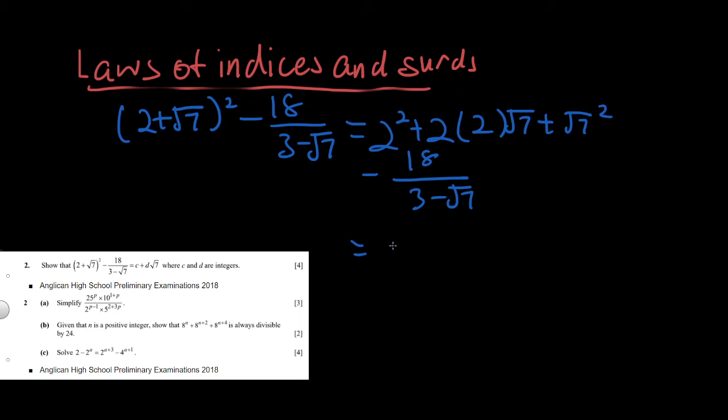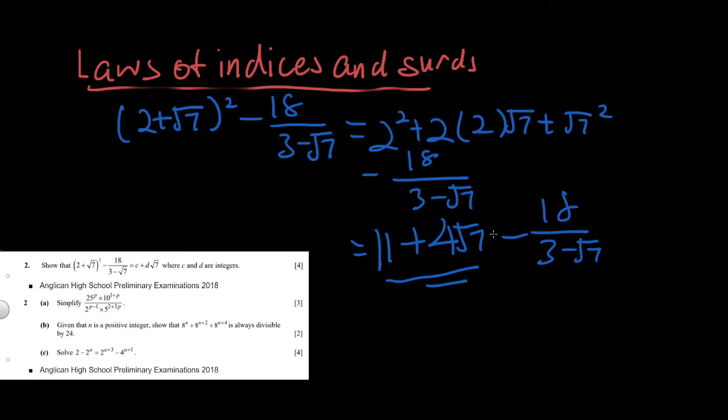Doing some simple math, this will be 4 plus 7 is 11, plus 4 square root 7, minus 18 over 3 minus square root 7. You can do it two ways. You can bring this up by multiplying with the denominator, or you can rationalize it first. I suggest rationalizing it first because it makes it look a lot easier, as you're dealing with one fraction only. There's no irrational denominator.